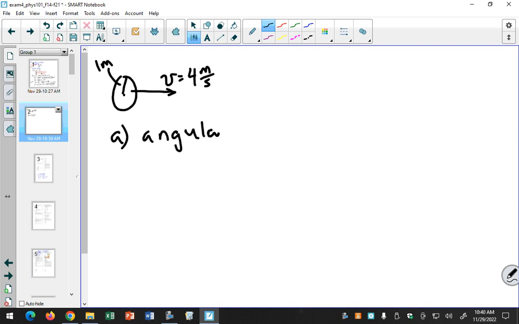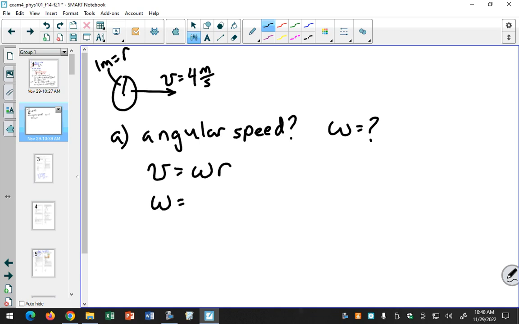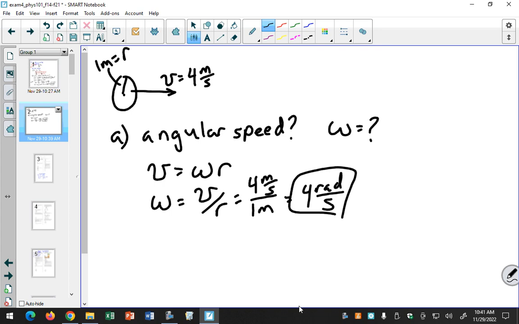Yeah, I know I said total energy, but the first part was what is the angular speed? That is, what is omega equal to? All right, I know v and I know r, and I know that v is equal to omega times r, so omega then is equal to v divided by r. That's 4 meters per second over 1 meter. That is 4 radians per second. That would be the answer to that part.